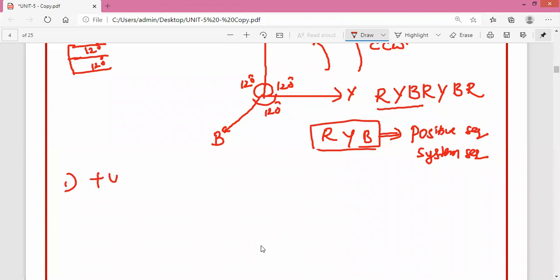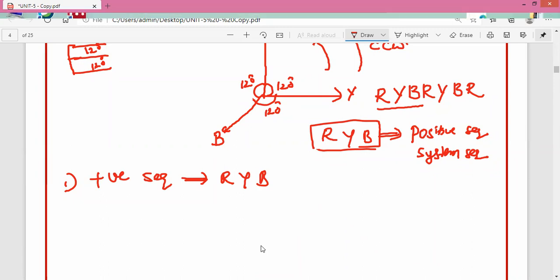So positive sequence components are R, Y, B. Each of these phases is equal in magnitude and displaced by 120 degrees, and the direction of rotation of these phases is equal to the direction of rotation of the rotor.